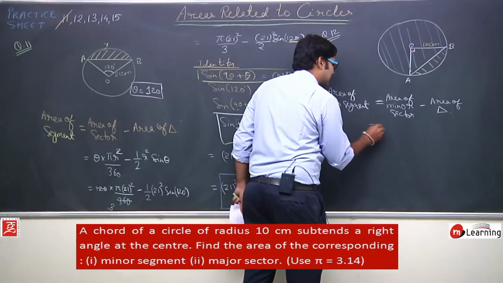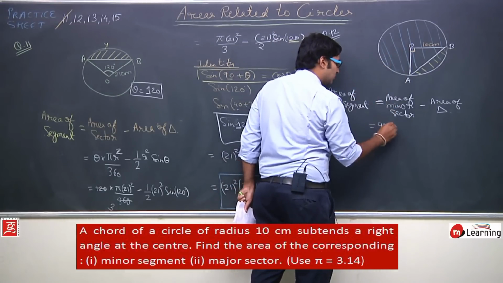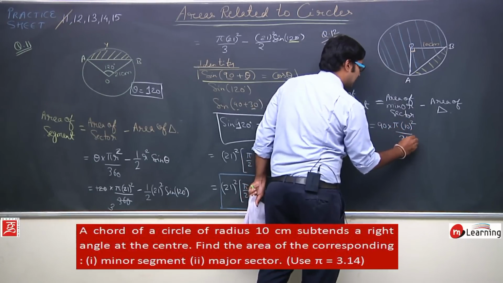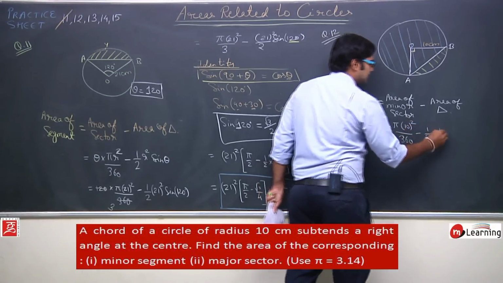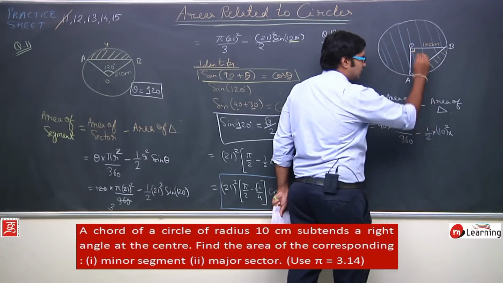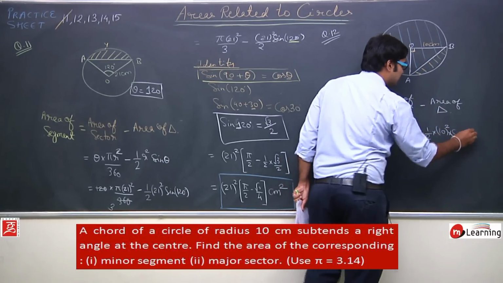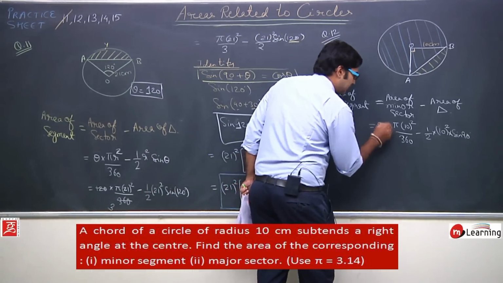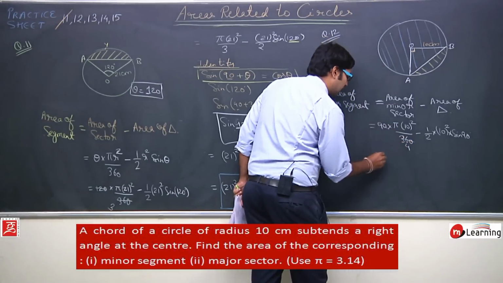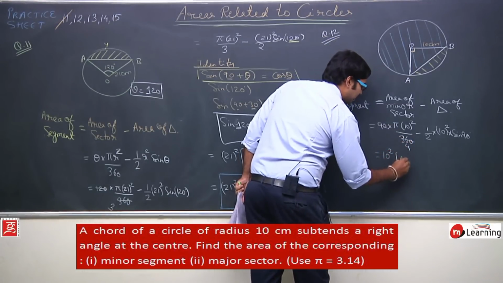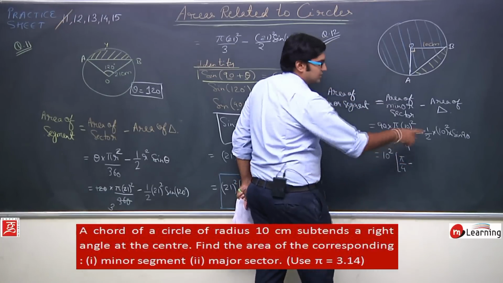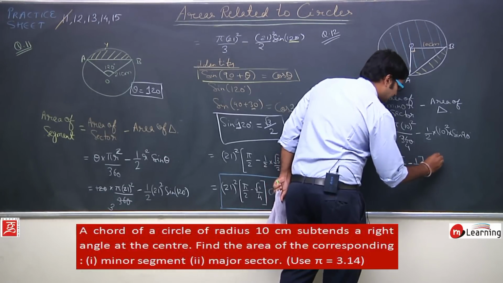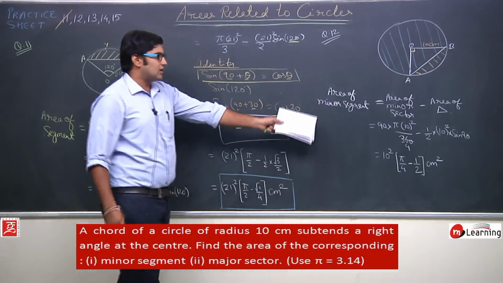So area of minor sector, theta is 90 degree. So 90 degree into pi into r, which is 10 square, upon 360, and minus half into radius, again 10 square, into sine of angle 90 degree because theta is equal to 90 degree. So sine of 90 degrees. So solving this will be 10 square as common, in the bracket pi by 4 minus, this sine theta will be 1, so minus 1 upon 2 centimeter square.